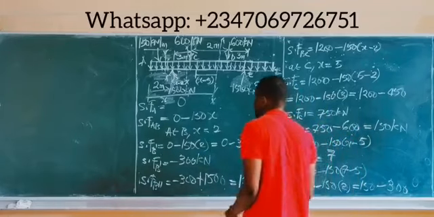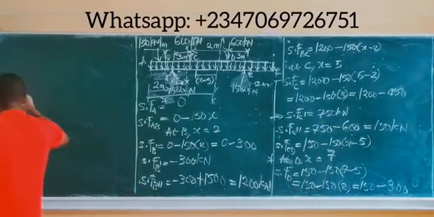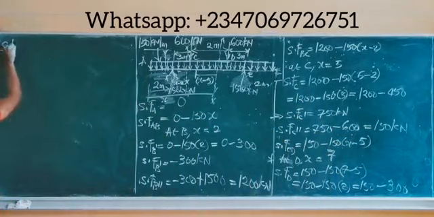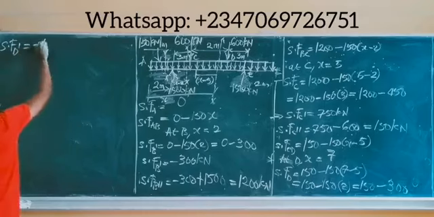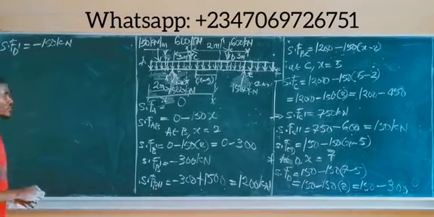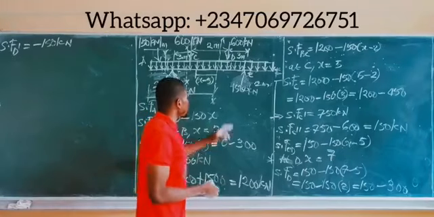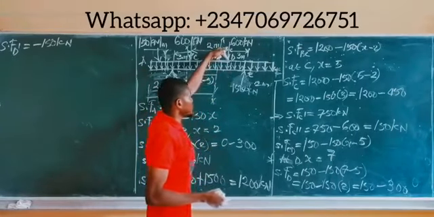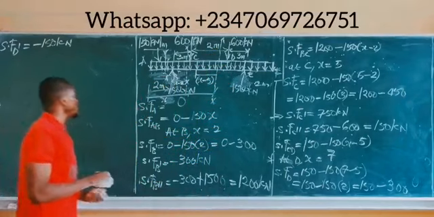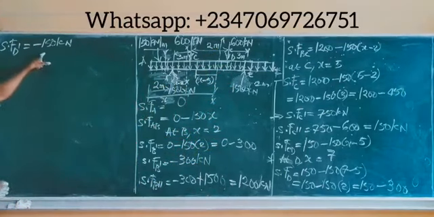So shear force D prime is equal to minus 150 kilonewtons. We call that shear force D prime because that's the initial shear force at point D, since at point D we also encounter the downward force of 600 kN. So initially at point D, the shear force is simply minus 150 kN.